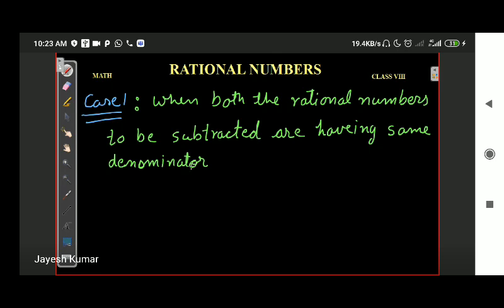Okay, this is just like addition. Case 1 will be when the denominator is same for both the rational numbers, and case 2 we will discuss when the denominator is different for both the rational numbers. Okay, so first of all we are discussing case 1, when the denominator is same for both the rational numbers. Okay, so I'm going to take some questions from a book and we will discuss them.